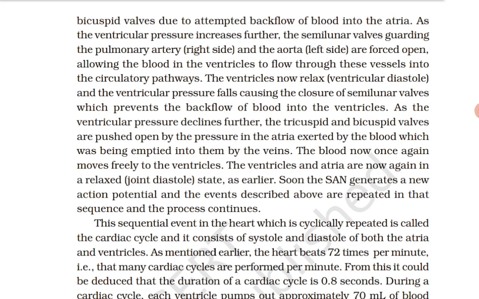Emerge on the top of the interventricular septum and immediately divides into the right and the left bundle. Understood?